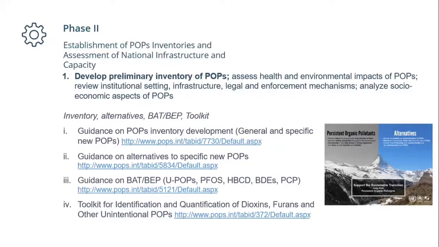Then the very important step comes, phase two, where we establish the inventory. As I said in the beginning, the inventory is the key that will tell parties what is important for that country. DDT may be very important, or DDT may not be important at all, never used in the country. If DDT was never used in the country, then having an inventory of DDT, or making any action plan on DDT, might not be necessary. So it depends.